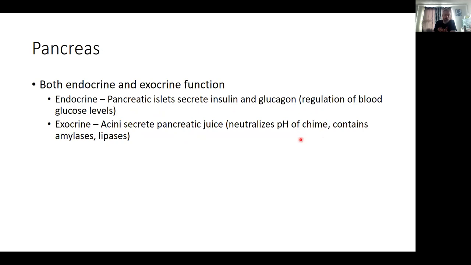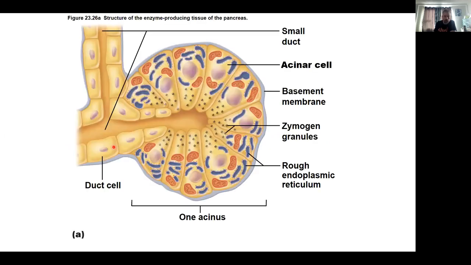Again, I don't know why this autocorrected here and nowhere else. Chyme with a Y, again, helps to neutralize that out, but it also contains digestive enzymes for carbs and for fats. So here we've got one acinus of the pancreas. This is not the pancreas as a whole. This is one acinus with acinar cells within it producing these pancreatic juices.